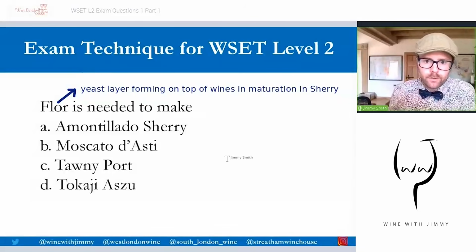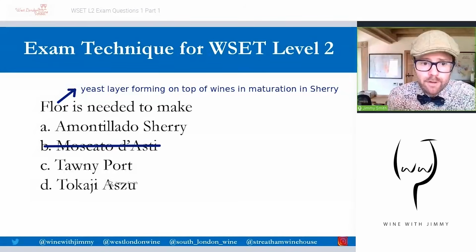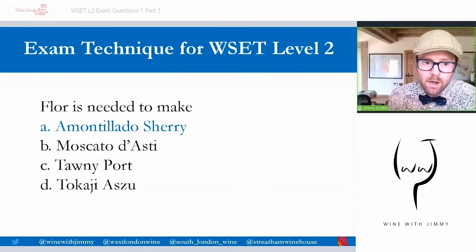Okay, so this is going to really help us in terms of our answer just here, because we can get rid of Moscato d'Asti, which is in fact a lightly sparkling and sweet wine from northern Italy. We can get rid of Tawny Port, which is an oxidated aged port from Portugal. We can get rid of our sweet wine, Tokaji, that we talked about earlier. So we therefore have Amontillado sherry as being our answer.